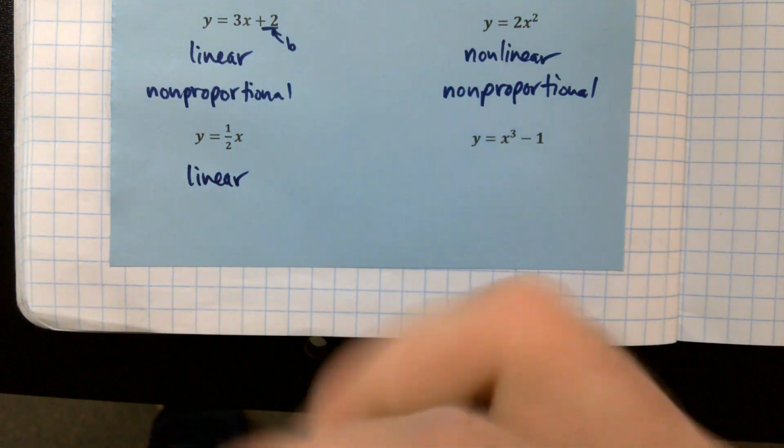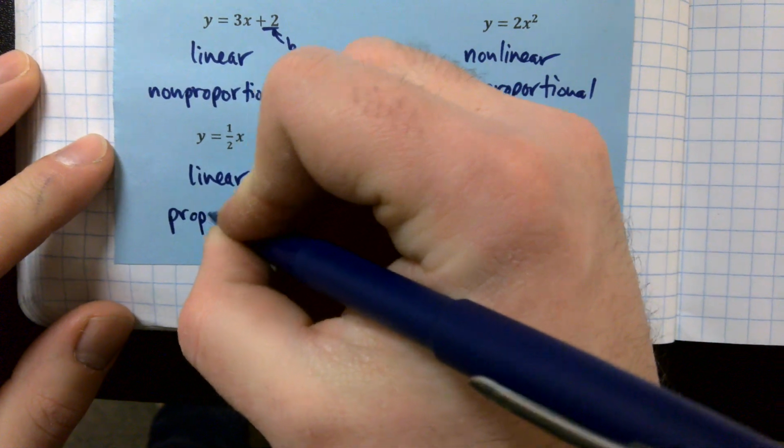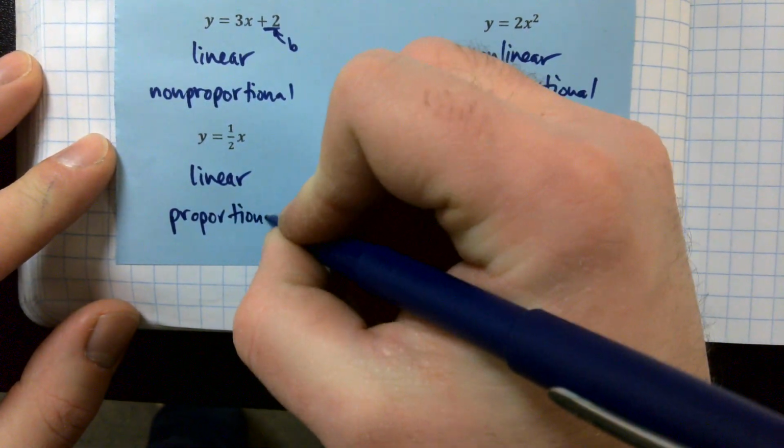So you say that's 26? That's right, proportional. That is what I said. I heard you, but I didn't hear you.